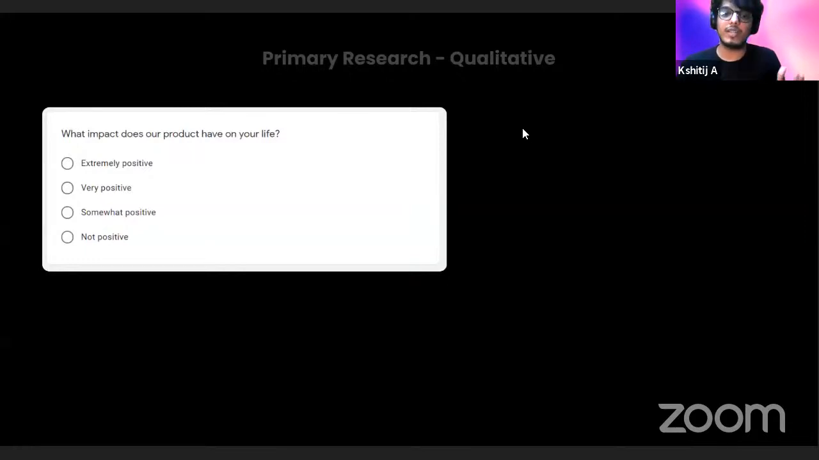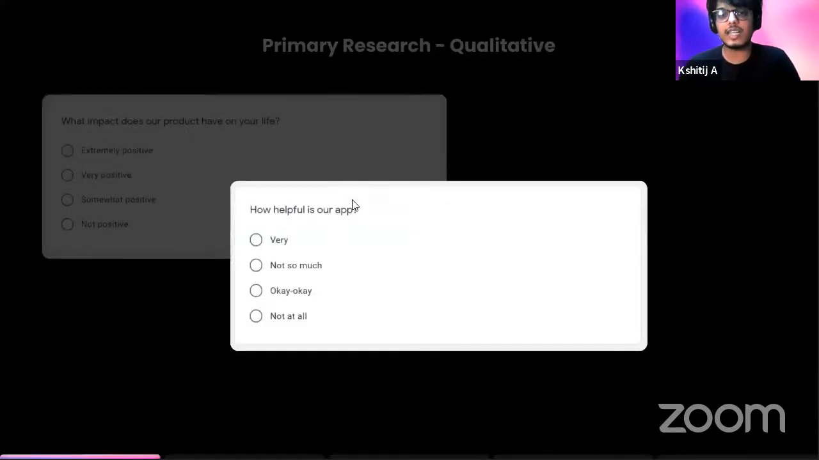So a better way could be to have a scale from 1 to 5, from not positive to positive, and that doesn't make it more inclined towards any answer. It's just very open. So that's what you need to keep in mind when you're creating the questions. Another example is this one: how helpful is our app? And I've written very, not so much, okay, not at all. Any guesses why this is wrong?